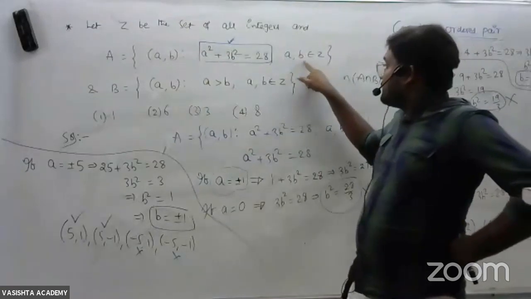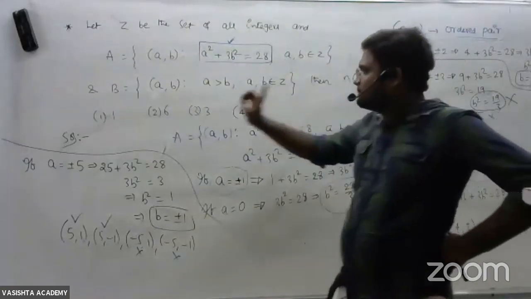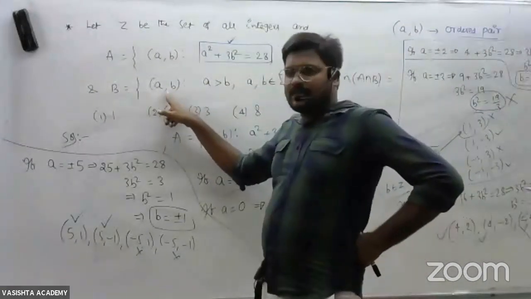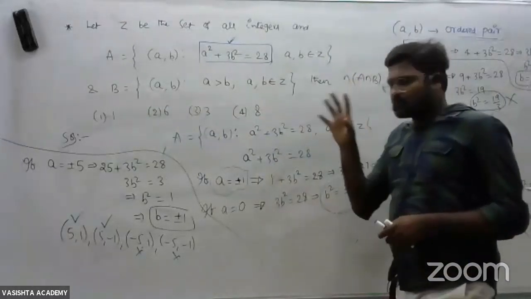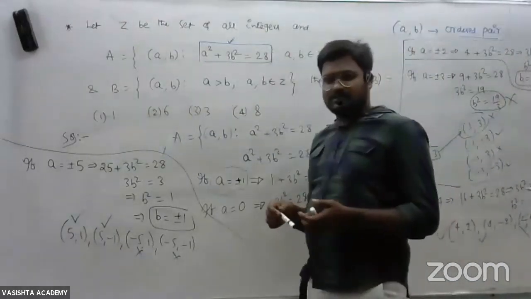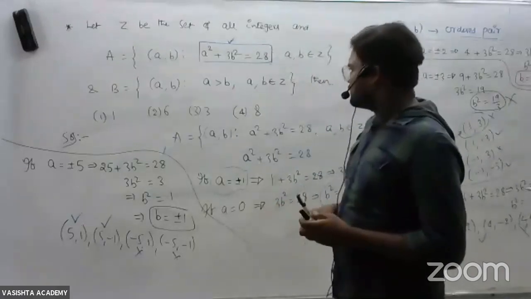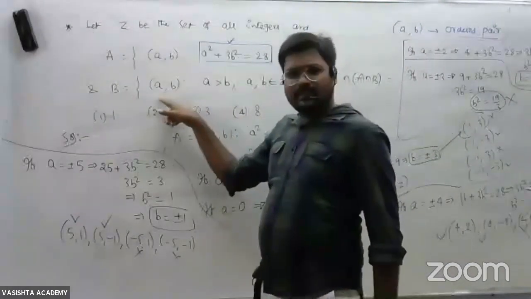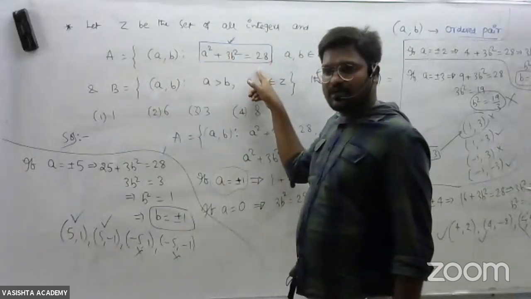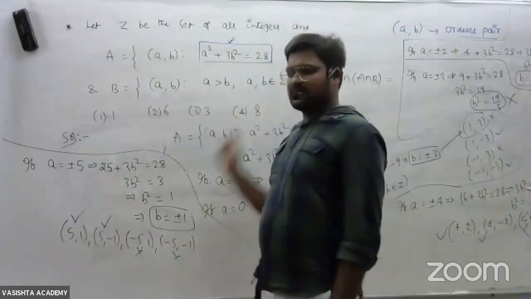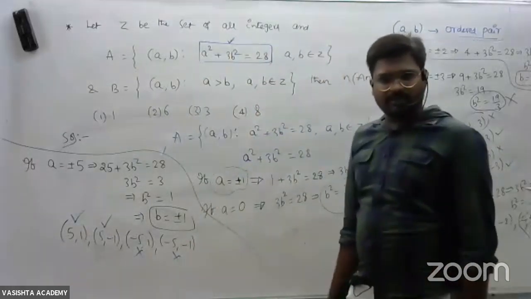Now, where a belongs to Z. And he gave B as an ordered pair (a, b) where a is greater than b. Now we need to find A intersection B. So can I rephrase the question something like this? Now I have to find those ordered pairs (a, b) which satisfy this equality as well as a greater than b. Understood my point?